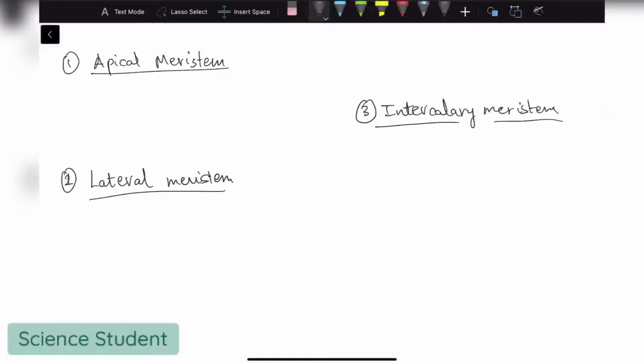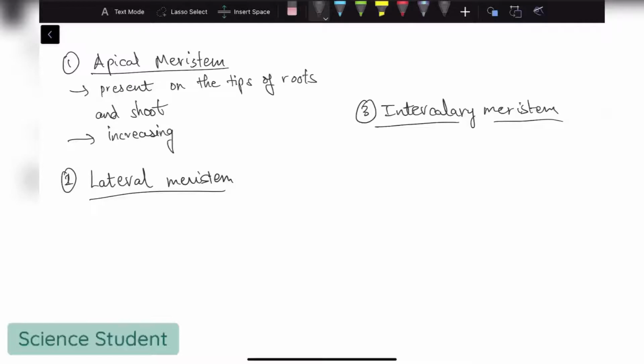So apical meristems are present. First we'll learn location. They are present on the tips of roots and shoot. Okay, they help in increasing the length of plant. Okay, so this was about apical meristem.